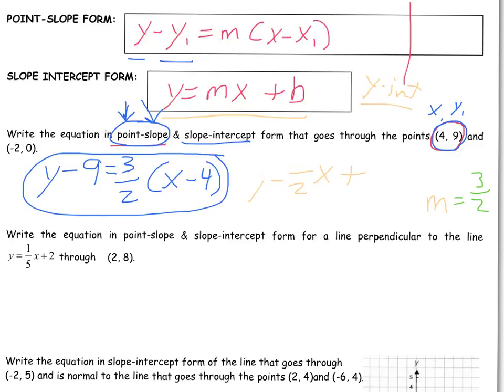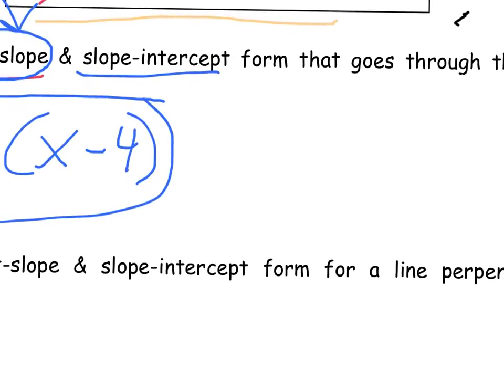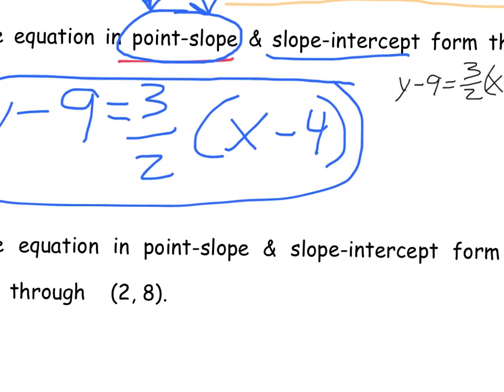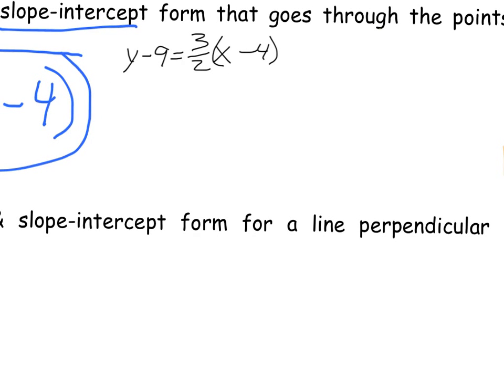So what we need to do, this in black, we're going to start, and I'm going to zoom in a little bit, with our point slope equation of y minus 9 equals 3 over 2 times x minus 4. And all I did is I just copied that equation from this right here. Okay? So we need to write this in slope-intercept, which is y equals mx plus b format.